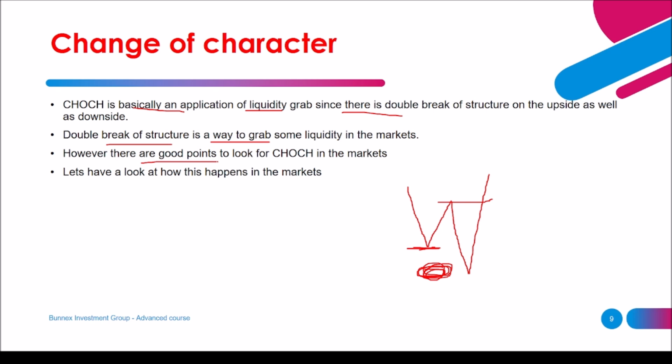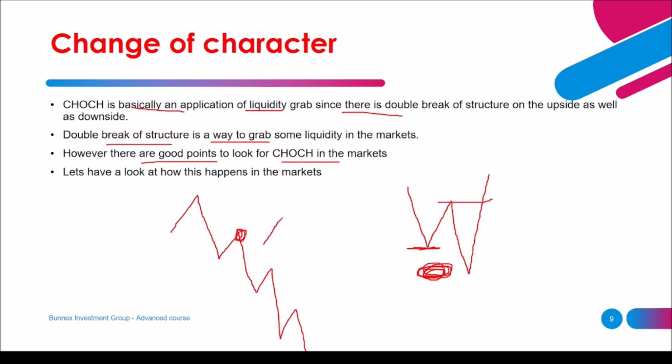However, there are good points to look for CHOCH in the markets, right? It's not always whereby we try to get this change of character. We look for these points for change of character at higher highs or higher lows, right? Let's say the market is trending with the concept of market structure that we know from price action. We have a higher low, a higher low, a higher low. So in these zones or in these points, that is where we would look to get it, right? In this case, there was an uptrend, this one.